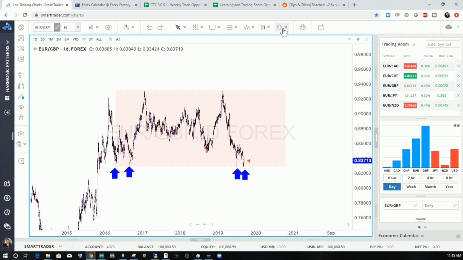What are we looking for? Looking for price to come back up to what? Sell, sell, and now sell right here. So we're looking for Euro Pound to start rallying back up again. So what do we look for?